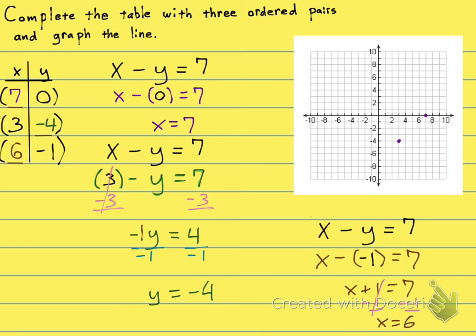Okay, now I'm ready to draw my line. And I can do better than that. There we go. All right, so here's my line. Now, this last point here, (6, -1), is going to be my test point. So I look at the graph. If that graph runs through (6, -1), I feel pretty good that I did the right thing. So 1, 2, 3, 4, 5, 6 to the right, 1 down, boom, right there, right on that line.